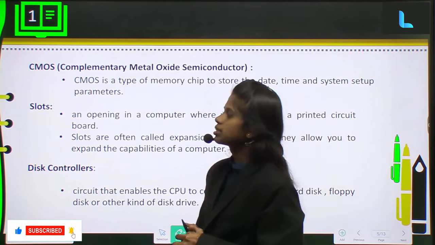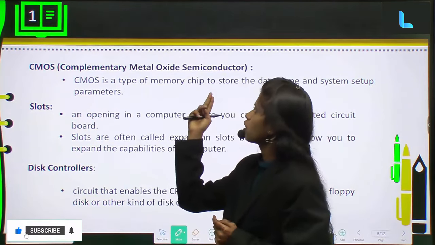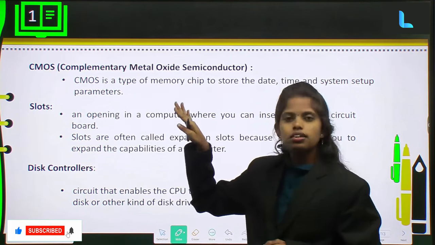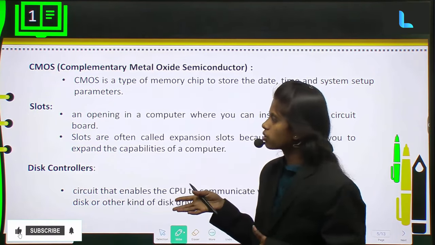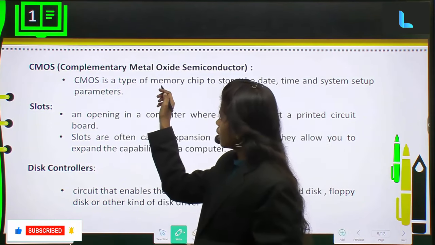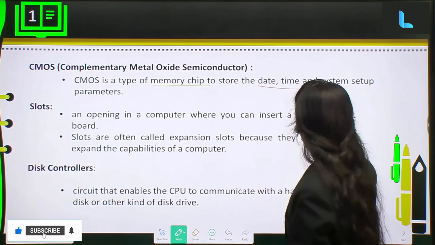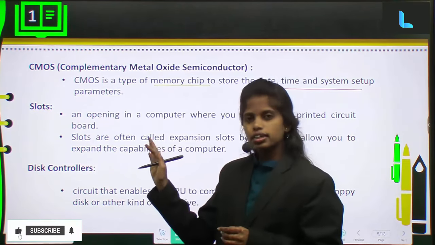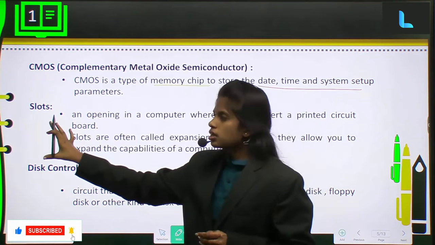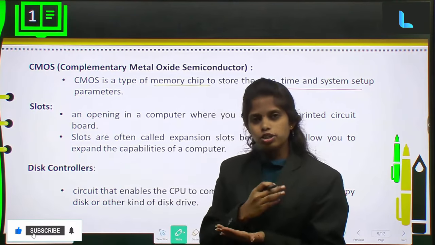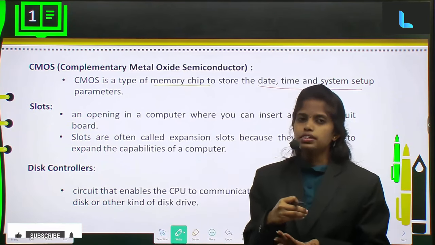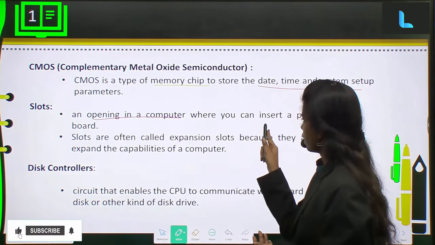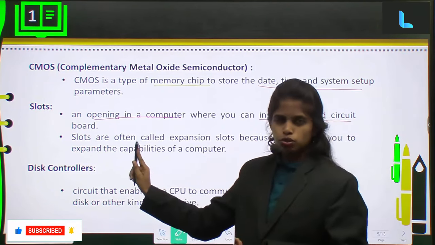Okay, next is your CMOS. This is also called complementary metal oxide semiconductor. Whenever you have an abbreviated form, the best practice is to write the full form of the abbreviation as well. So what is CMOS? It is a type of memory chip to store date, time and system setup parameters. If you write this much for CMOS, it is well enough. Next is slots. A slot on a motherboard is an opening where you can insert printed circuit boards. You can write: a slot is an opening in the computer where you can insert a printed circuit board.